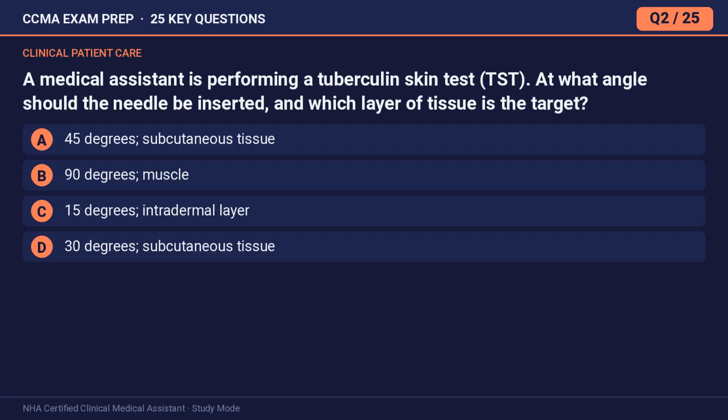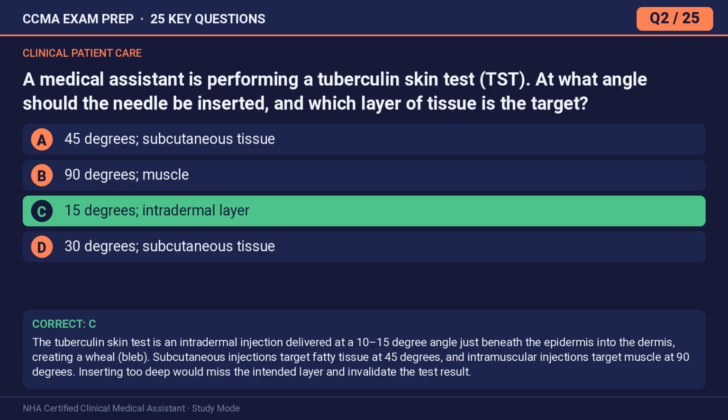The correct answer is C. Intramuscular injections are administered at a 90-degree angle to ensure the medication reaches the muscle tissue. A 45-degree angle is used for subcutaneous injections, where the goal is to deposit medication into the fatty layer beneath the skin. A 15-degree angle is used for intradermal injections, such as a tuberculin skin test.